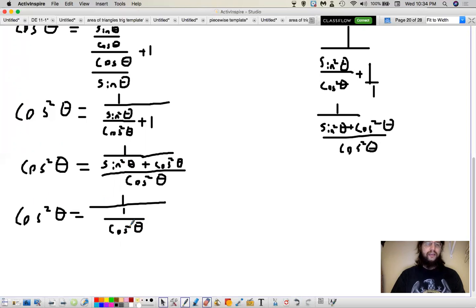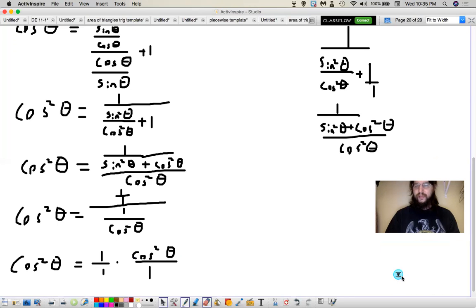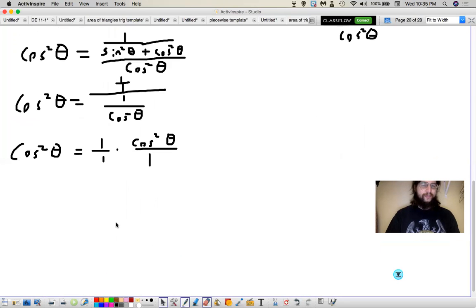Then dividing a fraction. Well, that's not a fraction. Yeah, let's make it a fraction. 1 over 1. 1 over 1 times cosine squared theta over 1. And yeah, that's flipping the same way again. Definitely more work this way, I guess. But it was fun.